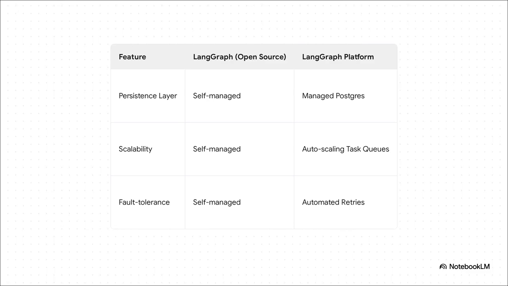And one last thing. For those of you who are thinking about deploying this stuff at enterprise scale, there's an important distinction to make. The open-source LangGraph library gives you that core framework we've been talking about, but there's also a commercial LangGraph platform. That version provides all the managed infrastructure for you. It handles the persistence, the auto-scaling, the fault tolerance, all the hard stuff, basically.